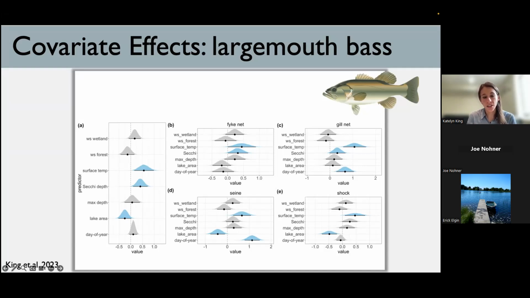However, one interesting thing that we do see by looking at the 4 different gear types is that day of year can be really important, especially in gill netting and in seining.